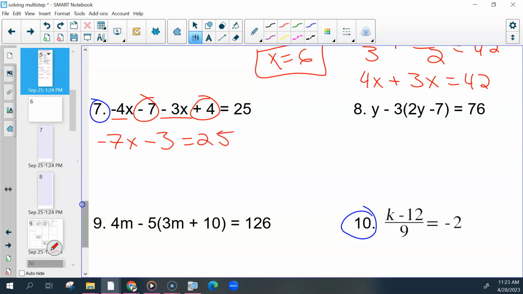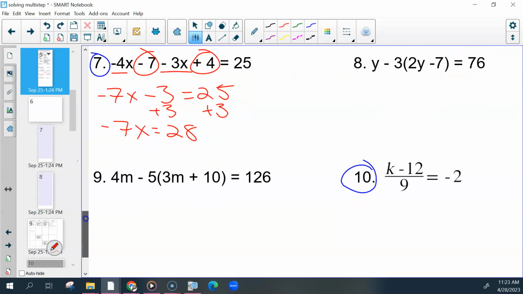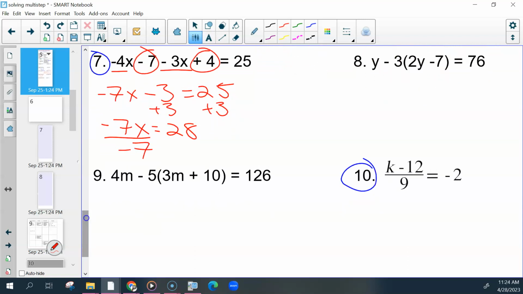And then we're going to solve like normal, so what would be our next step? Add 3 to both sides. And divide. X equals negative. Do you have any questions on that one?